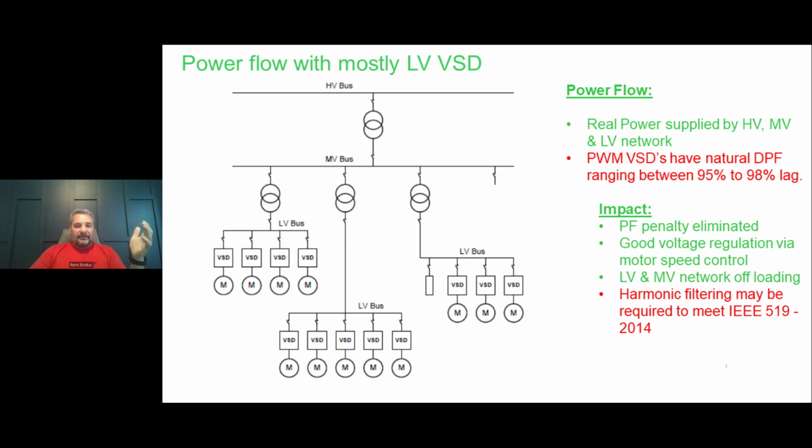Another thing that can be done that may sound more obvious or silly: if you happen to have a facility that has need for a lot of speed control, if you have a dominant network with mostly variable speed drives, you may not need power factor correction. So that's what is illustrated here. It's a bit extreme because we all have VFDs, but that's what I mean by this. Because the natural power factor is in the range of 95 to 98%.